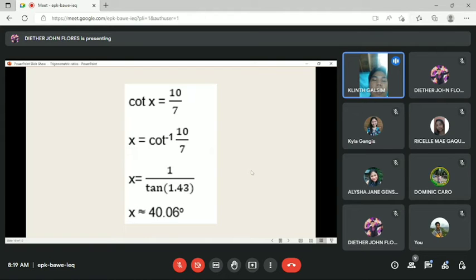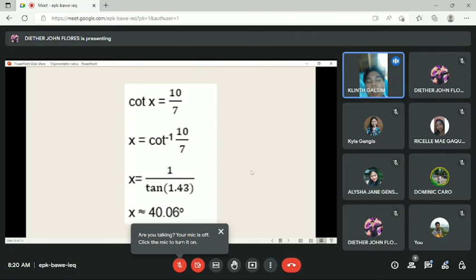And for us to find the value of x, we use the arc cotangent multiplied by 10 over 7. To simplify this, x is equal to 1 over tangent of 1.43. So using our calculators, we are left with the approximation of 40.06 degrees.